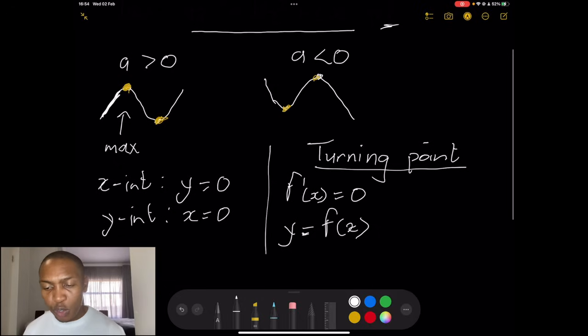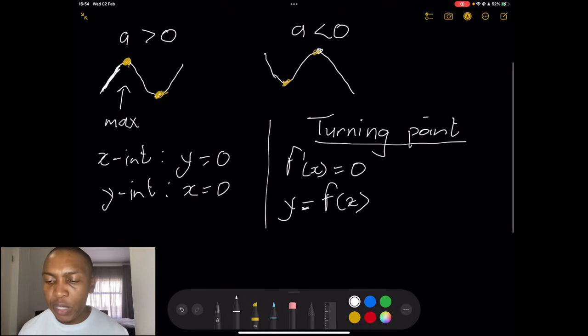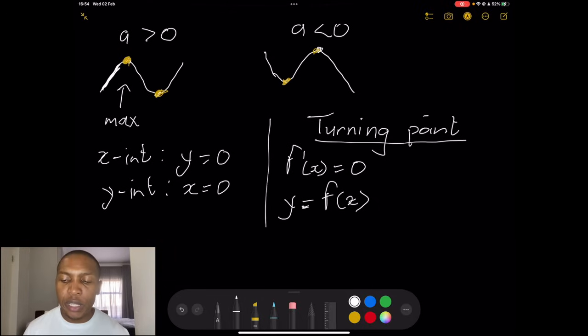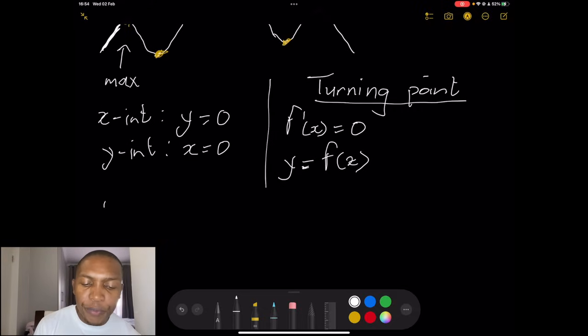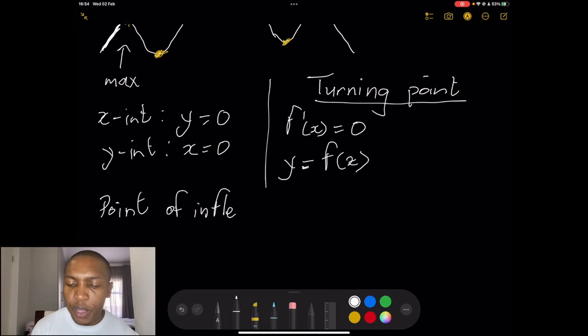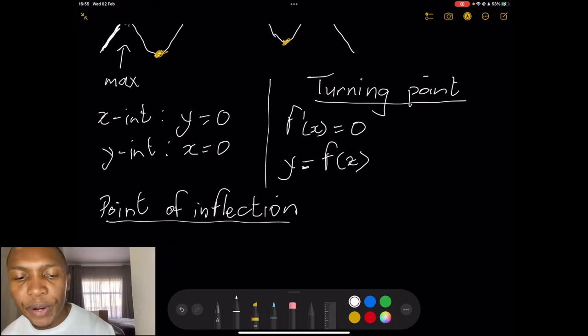So I don't want to talk a lot about it because I would like for us to illustrate as much as possible. Okay, and then another thing is what we call the point of inflection. Now let me just explain quickly. So the point of inflection of the graph. Okay, now what is this point of inflection?